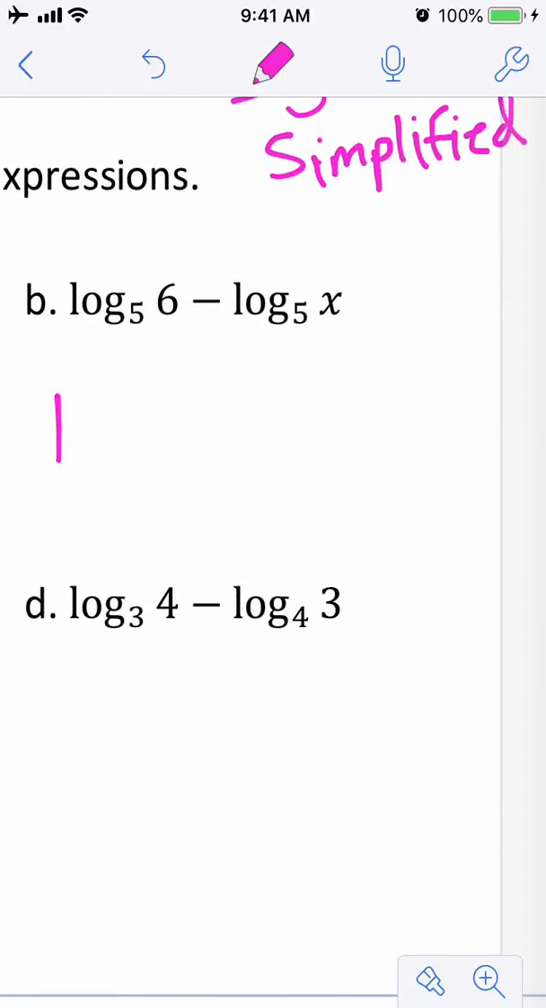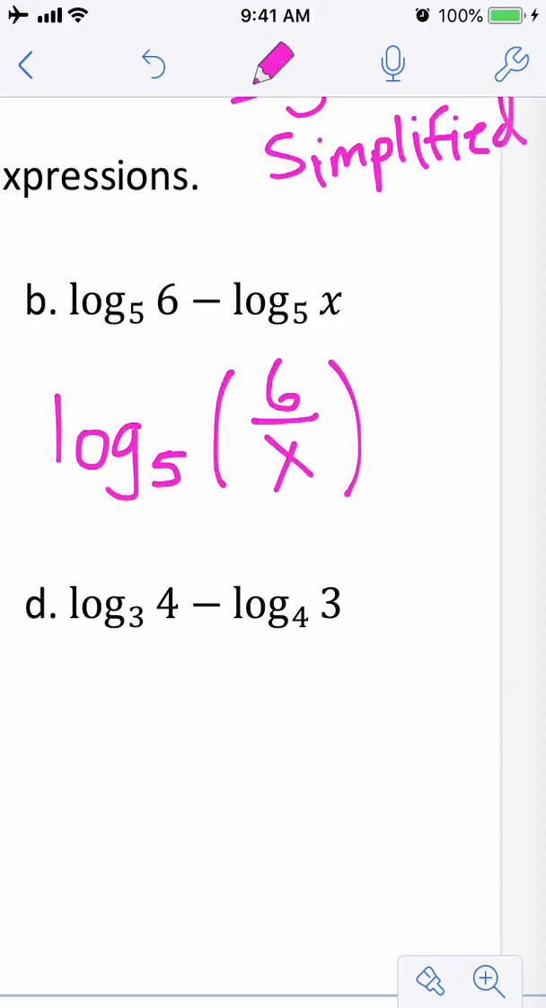anyway. Okay, so log 5, make one of them instead of 2, but this time in the parentheses, it's not going to be 6 times x, it's going to be 6 divided by x, and that can actually change a lot of things, so you want to be super careful about which one goes with which, right?